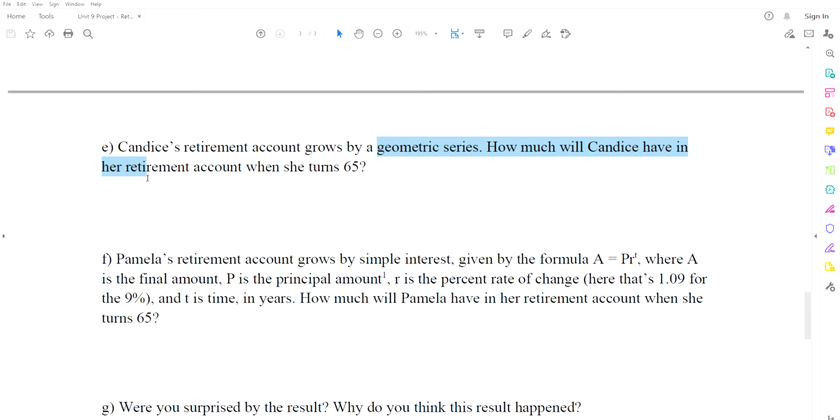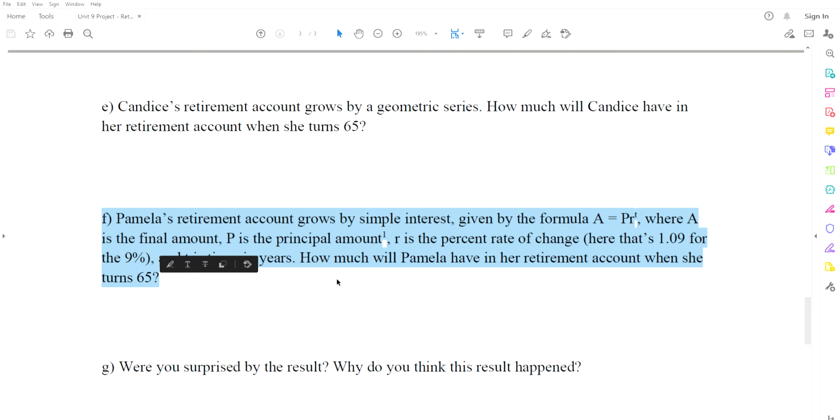E. So now we're talking about Candace. Candace's retirement account grows by a geometric series. How much will Candace have in her retirement account when she turns 65? So remember, Candace is the one who started at 30. So she has the $2,000 from her 30th birthday, then her 31st, her 32nd, her 33rd, her 63rd, 64th, 65th. Count up how many you got. Remember, it has to start at 2,000. That's the first one she plugged into her account. And hey, if this grows by a geometric series, you have a formula for it. And all the information is given.